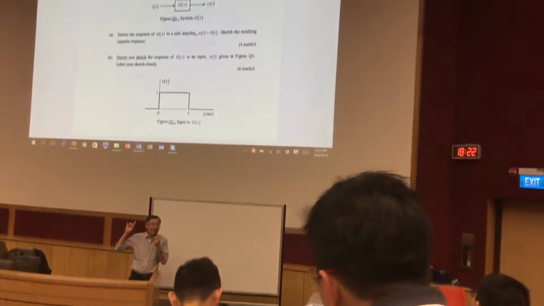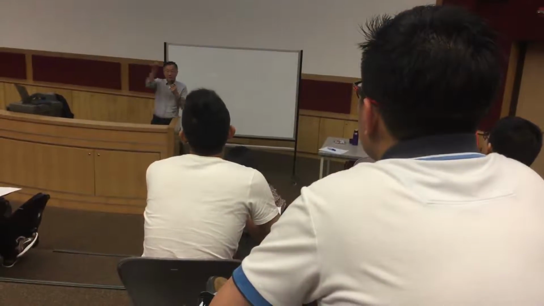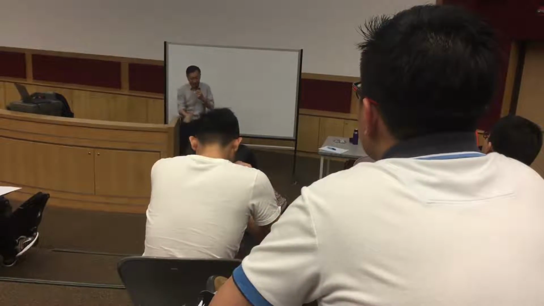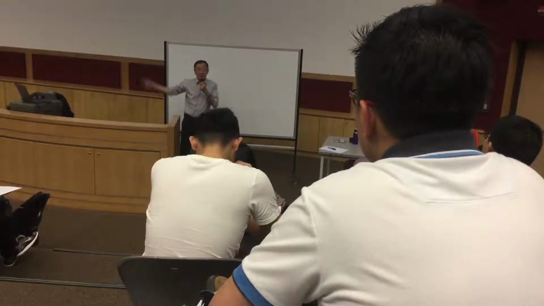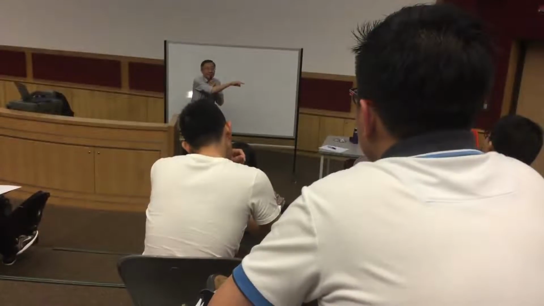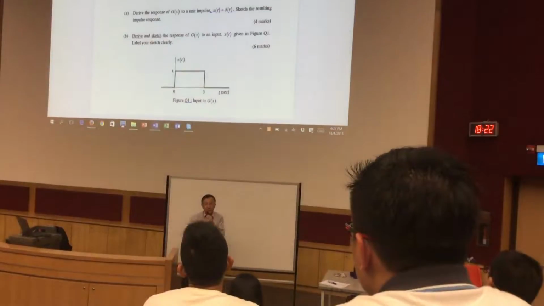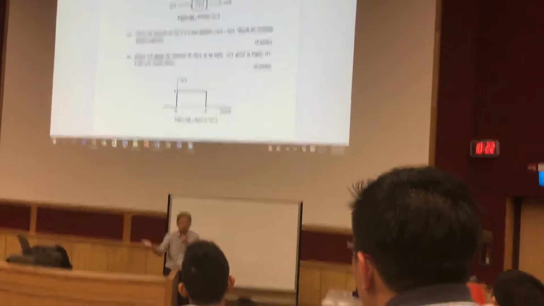Minus 3 will give you this guy. Correct? A u(t) will be like that. A u(t minus 3) is like that. This and this becomes just the rect. Why do I use u(t)? Because you're given the Laplace of u(t).